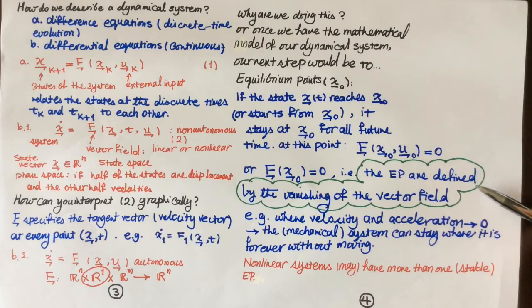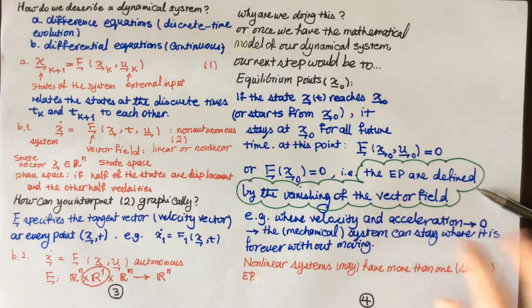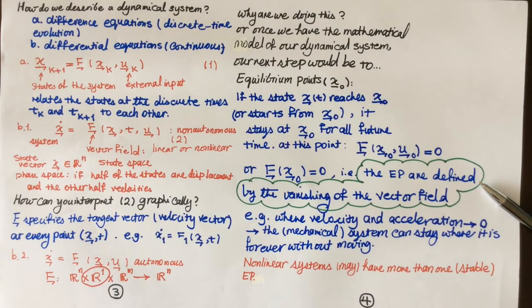So equilibrium points are defined by the vanishing of the vector field. Again, by the vanishing of the vector field, it means that f goes to 0, or f(x, u) goes to 0. And as I explained, for example, for our mechanical system, if velocity and acceleration go to 0, that's our equilibrium point, and we're going to stay there. A nonlinear system may have more than one stable equilibrium point. I'm going to come back to this.